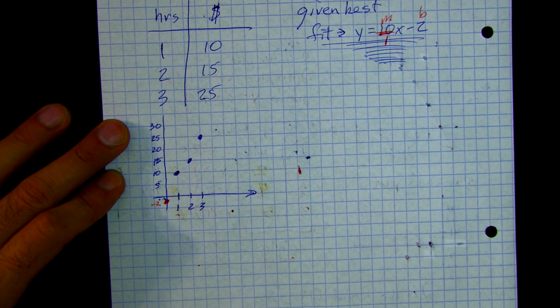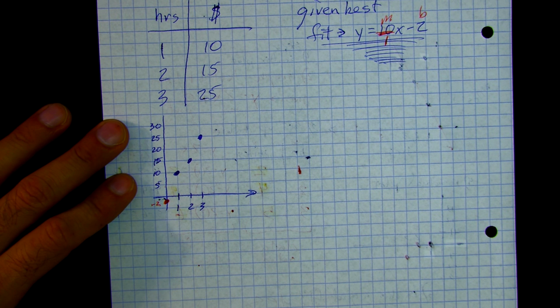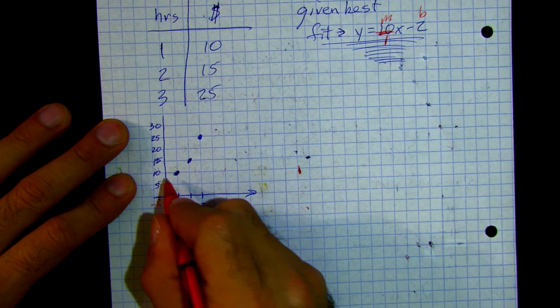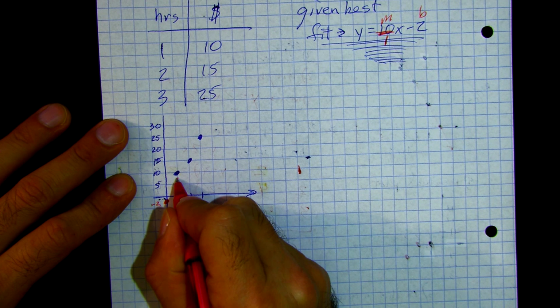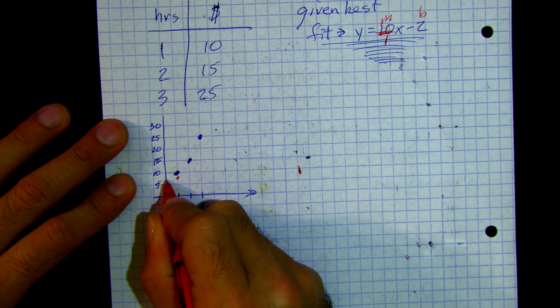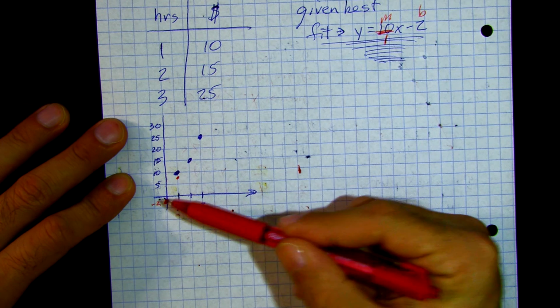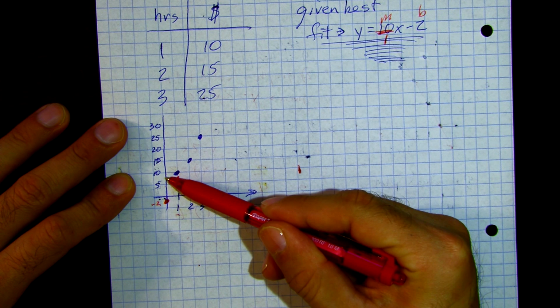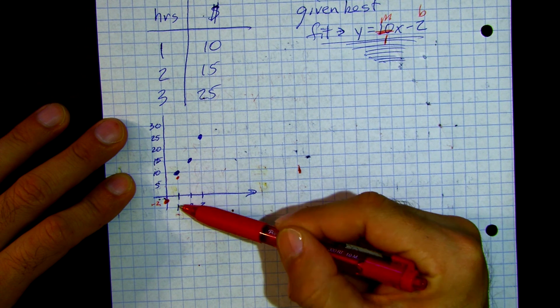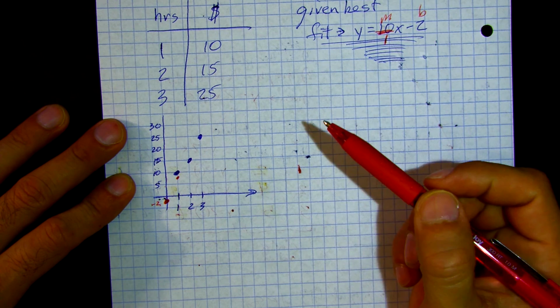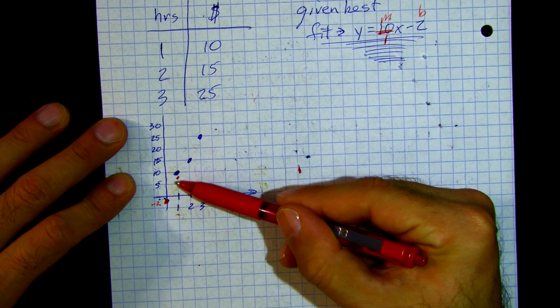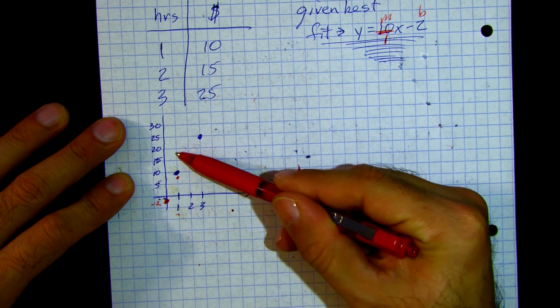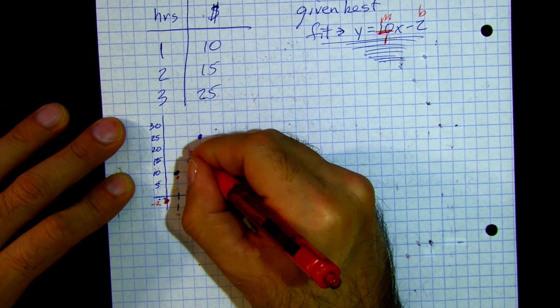Now, if I'm going up 10 and over 1, I'm going to get up to about 8, and I'm going to put a point. So I go up 10 from -2, get up to about 8. I go over 1, and that's my point. And then I'm here at 8. I'm going to go up 10. I'm going to go over 1. About there.